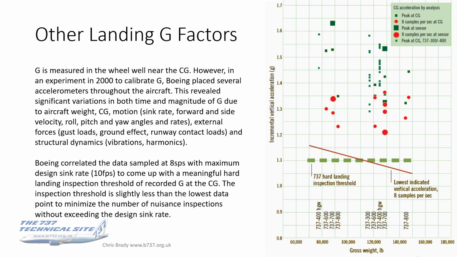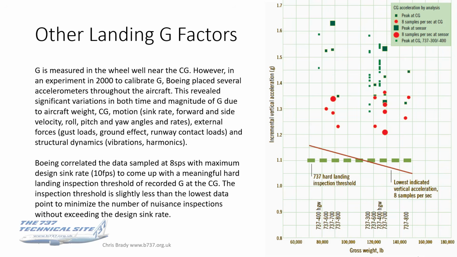Okay, you recall I've showed you that G was measured in the wheel well near the centre of gravity. Well, that only gives you the G there at the centre of gravity. Boeing, in an attempt to calibrate G with heavy landing damage, because they were finding lots of heavy landing damage. Well, I say lots. There were plenty of heavy landing incidents being discovered where the recorded G was low. They knew the real G must have been higher.